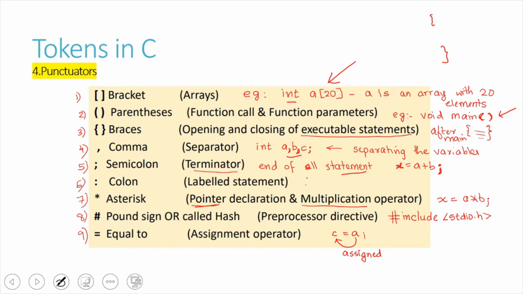Then we have the pound sign, which we found is used for hash include in order to include header files. Then we have the equal to sign. Equal to sign means if C is equal to A, where C is a variable and A is also a variable, then the value of A is assigned to C. It goes from right to left. So equal to is an assignment operator.